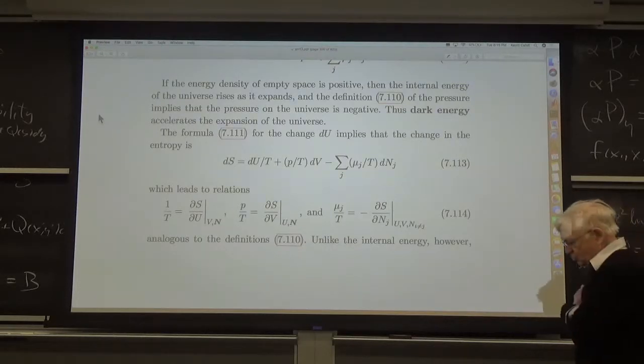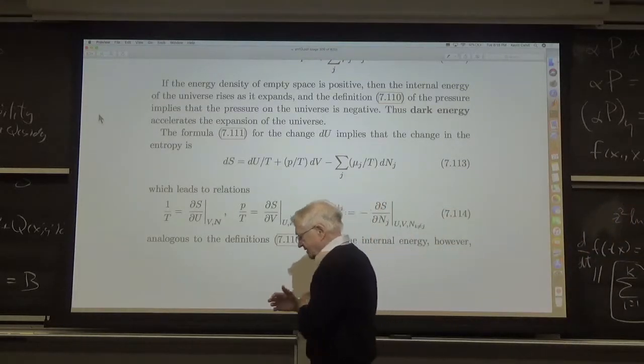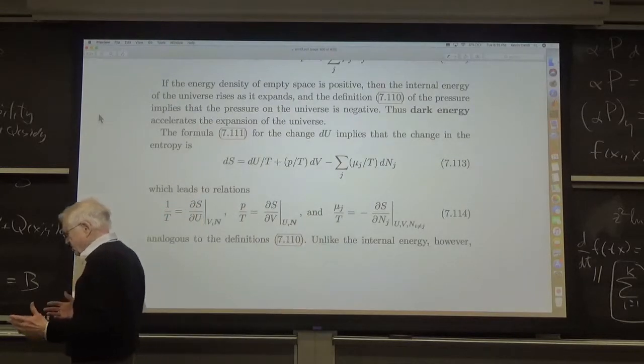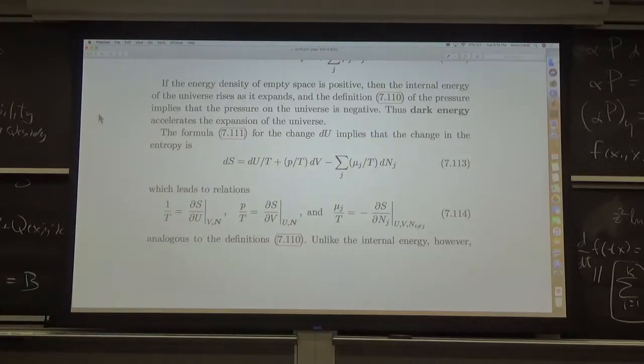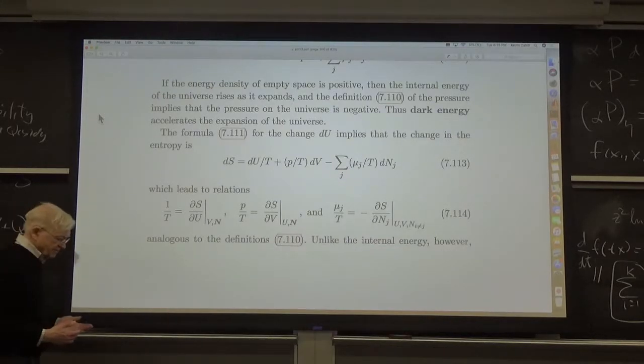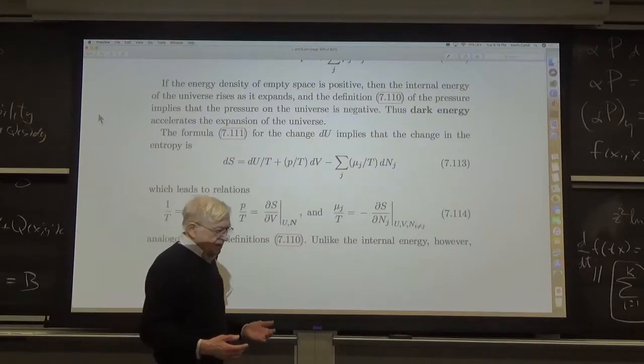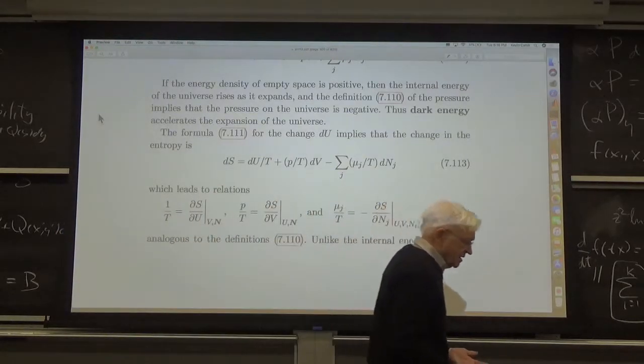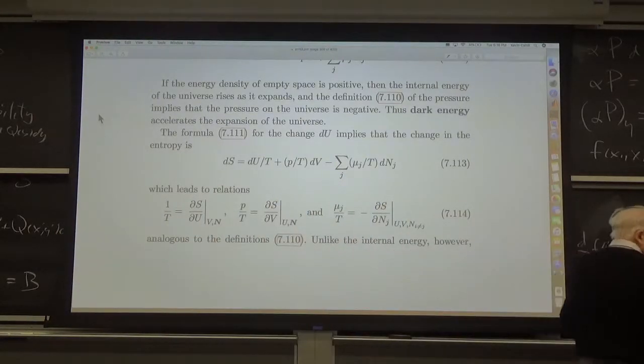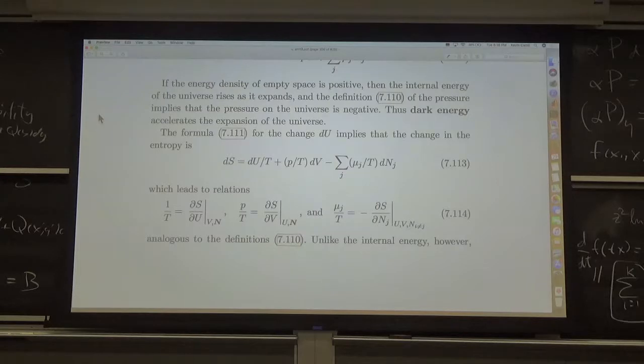By the way, the actual situation is that roughly 70% of the energy of the universe is dark energy. Around 30% then is the energy of matter. On the other hand, the energy of normal matter is only about 5% of the energy of the universe. So most of the matter is what's called dark matter.